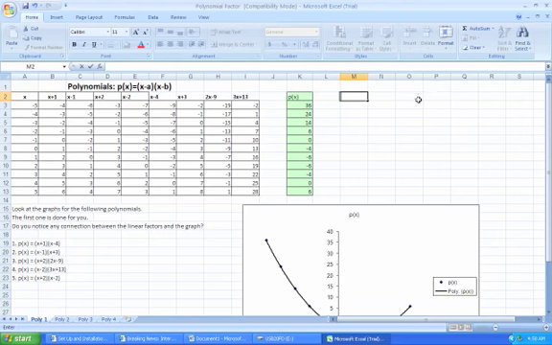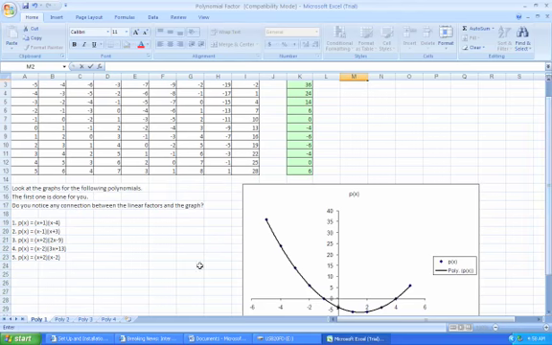Okay, what we want to do with this particular file is see what we can discover about the relationship between the linear factors of a function and the graph of that function. You'll notice that we've got here 5 different polynomials written in factored form, numbered 1 through 5. And off to the side we have a graph, and it says the first one is done for you.